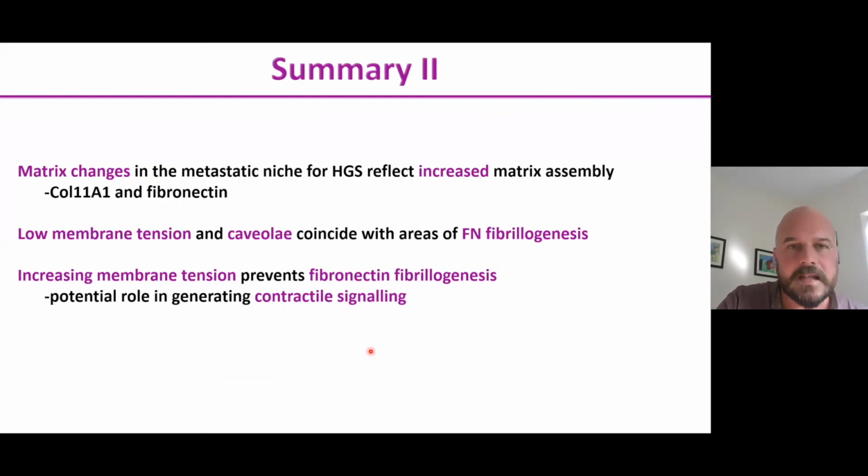So just to summarize this second part, we think that matrix changes in the metastatic niche reflect an expansion of the stromal compartment through matrix assembly. Fibronectin is a good example of a scaffold for assembly of new matrix. We think that low membrane tension and caveolae coincide with areas of fibronectin fibrillogenesis, and they could actually lead to the same sort of contractile signaling we see at the cell rear, which would be required to generate those fibronectin fibrils that form initially on the surface of CAFs to allow assembly of a higher order matrix niche that ultimately forms the tumor microenvironment for high-grade serous ovarian cancer metastases.